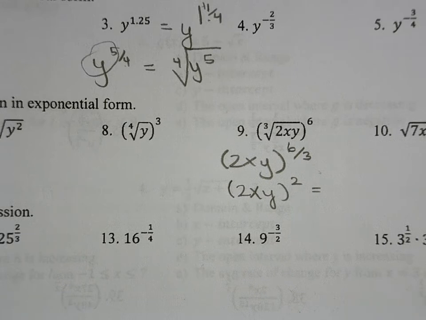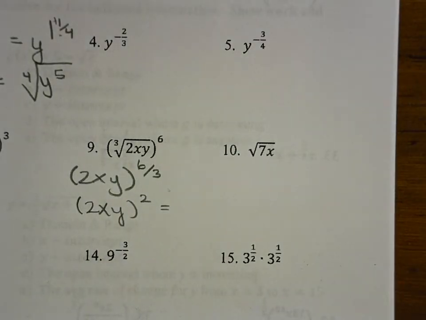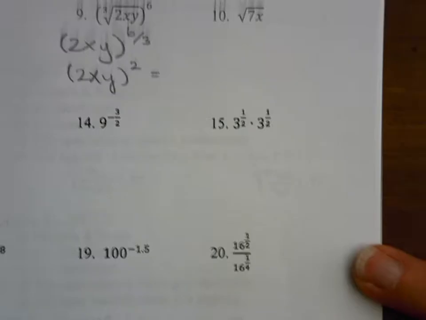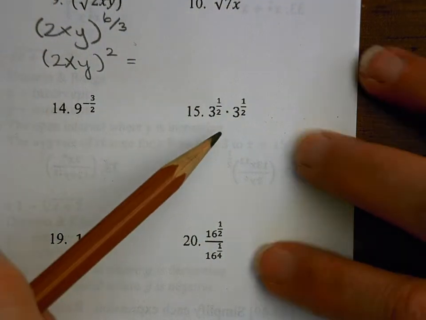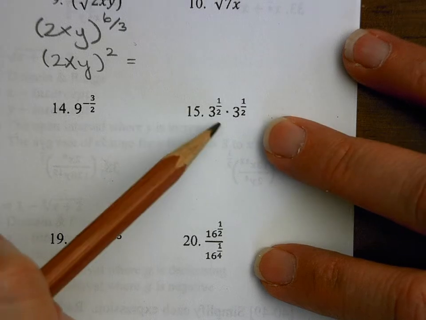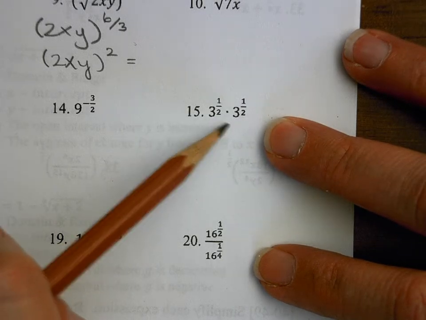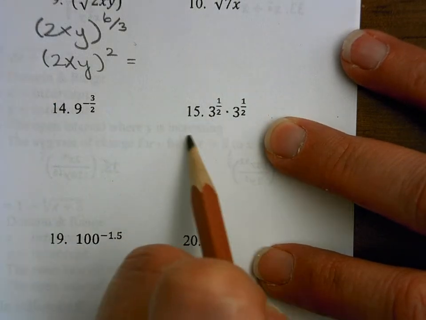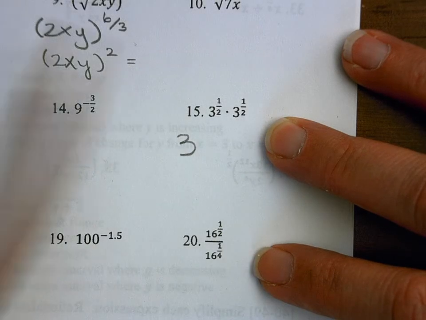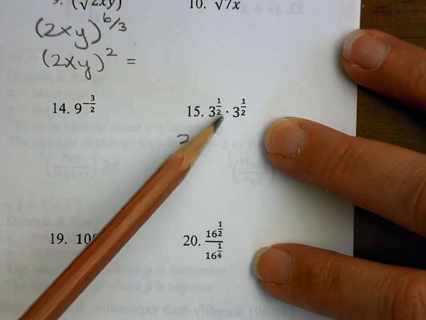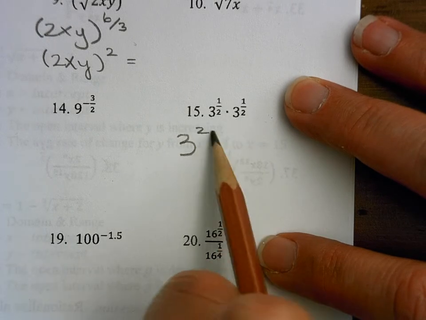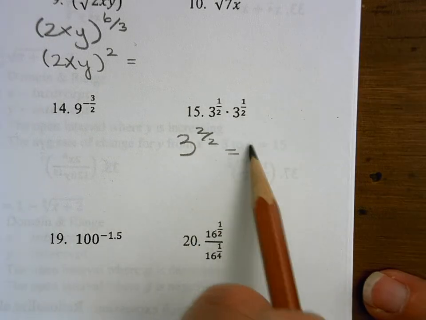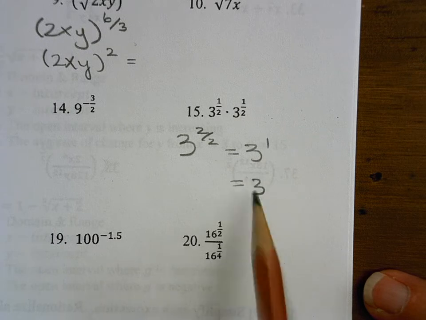And then let's take a look at number 15. So for question number 15, I want to simplify. I have a common base of 3, so that means I just want to add my powers. Keep the base of 3 the same, don't change that, and then add your powers. So I have 1/2 plus 1/2, so 1 plus 1 is 2, over the common denominator of 2. So then that would just be 3 to the 1st, which is just 3.